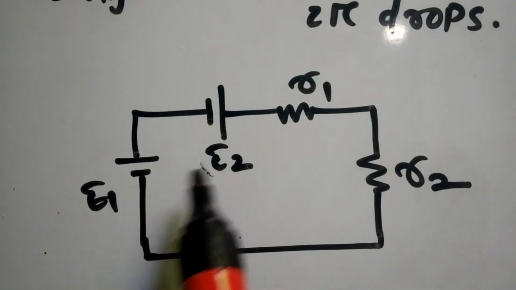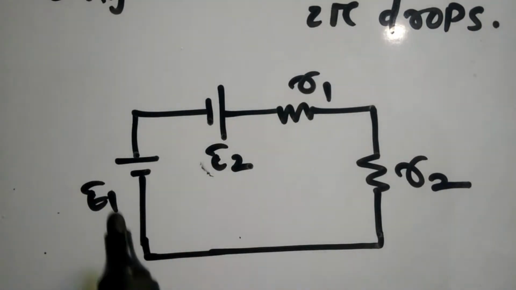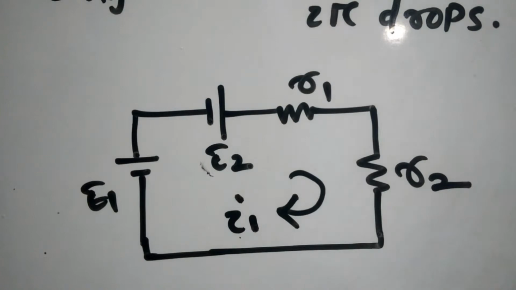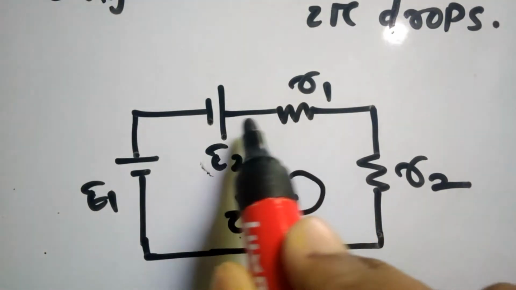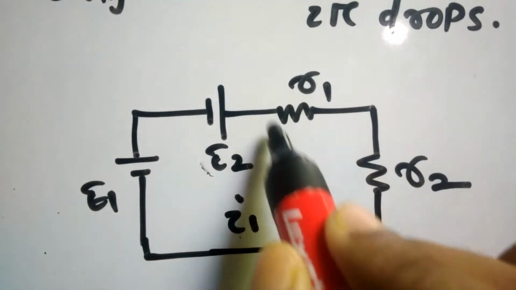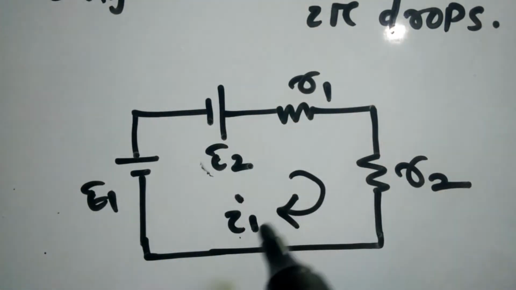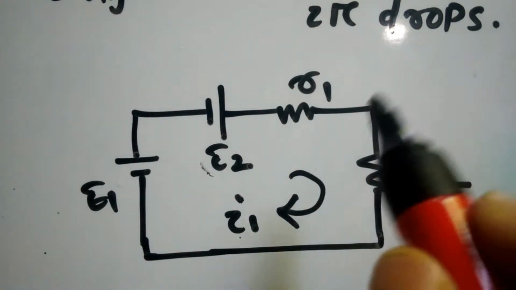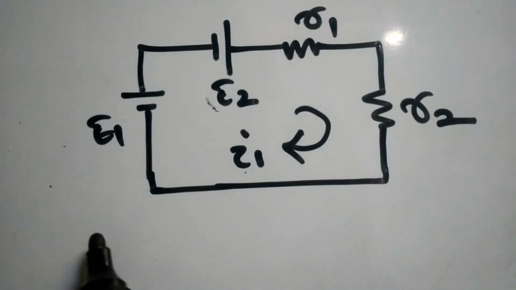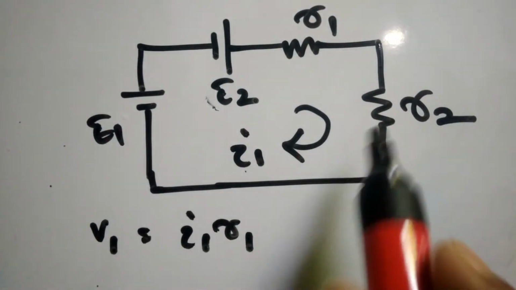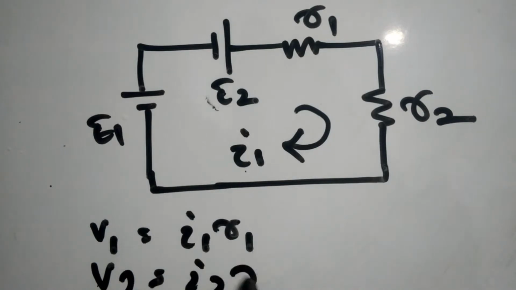Due to two EMFs, one current will flow in the total circuit. Suppose that is I1, that is I1 current is flowing through the total circuit. At R1, this I1 and R1 will make a voltage drop, that is V1 equals I1 R1. At R2, suppose V2, that is I2 R2.